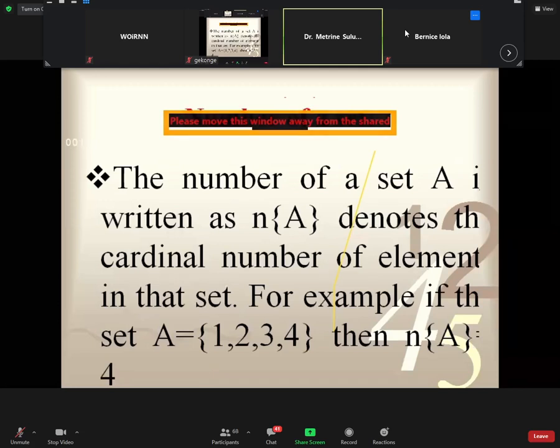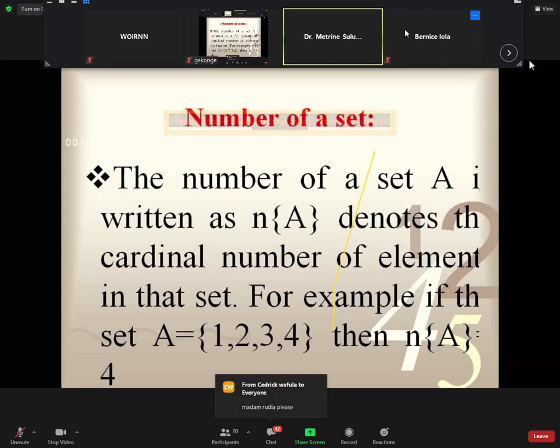Cardinal aspect of the sets. When we are writing sets, we have seen the elements of the set, and sometimes we are interested to know how many elements a particular set has. That is the number of the set. It is written with a small n outside the bracket, then the opening bracket, the name of the set in between, and we close the bracket, to mean how many elements are in that particular set.